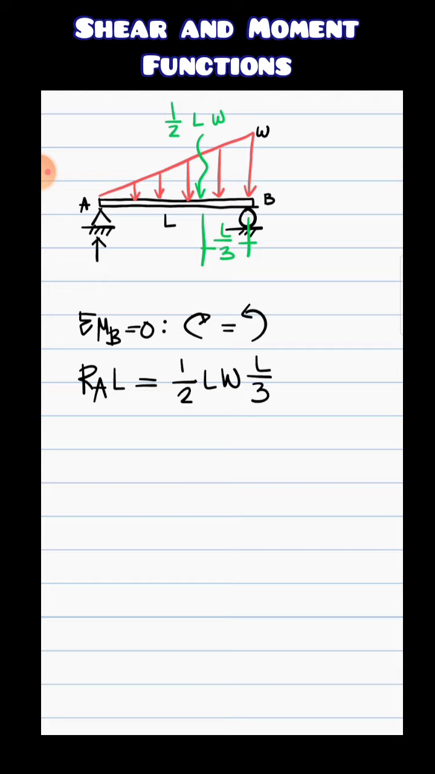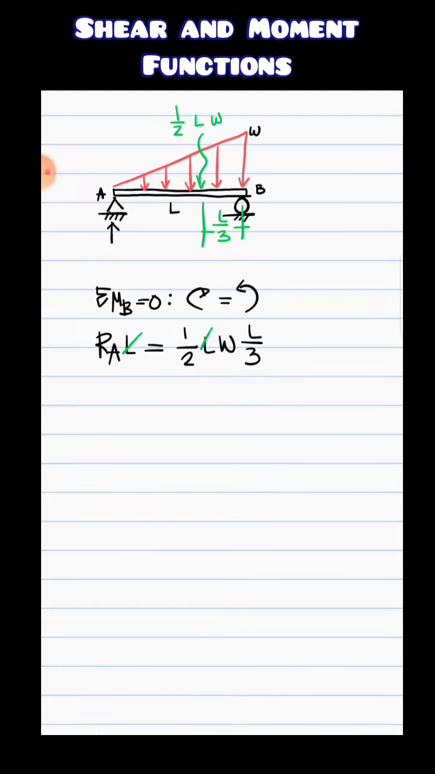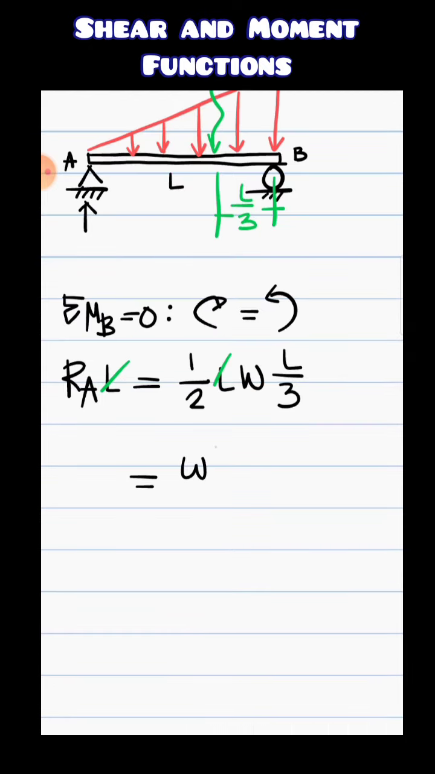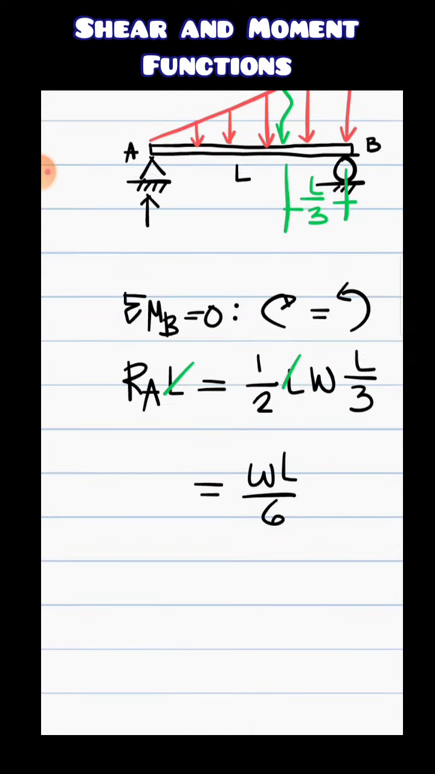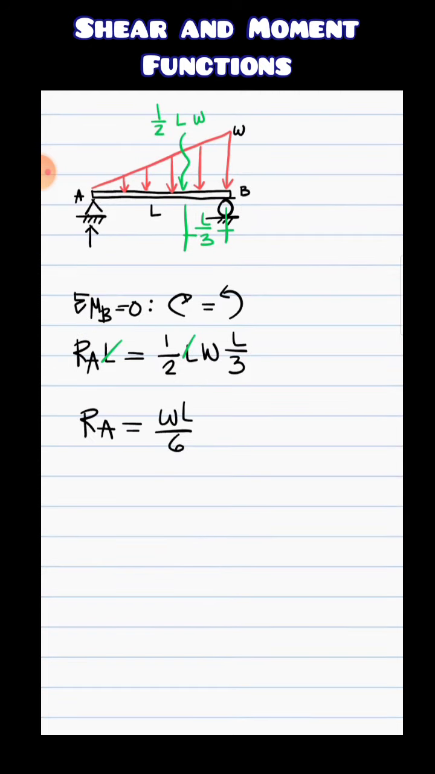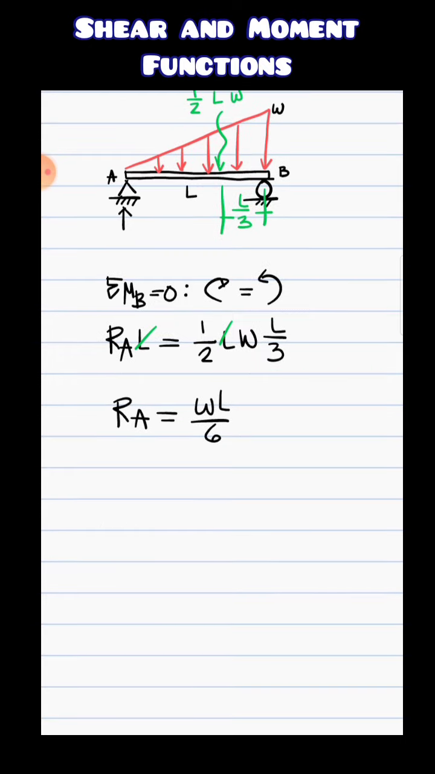If we write that down, that's going to be 1/2 LW times L over 3. Now if we simplify, we can cancel L and L here, and we're left with WL over 6. So the reaction on the left side is just 1/6 of W times L, the load. That's the first reaction.